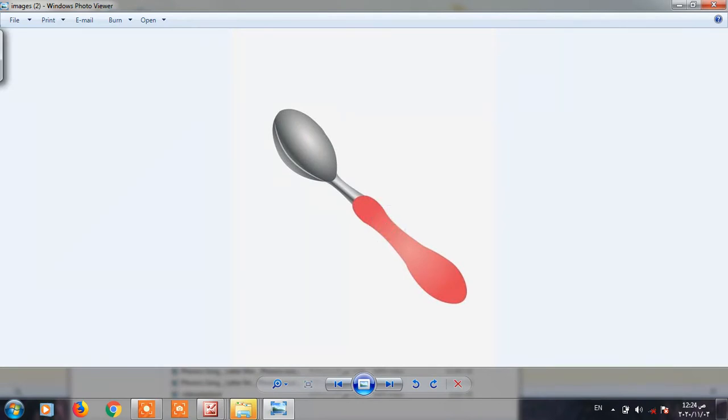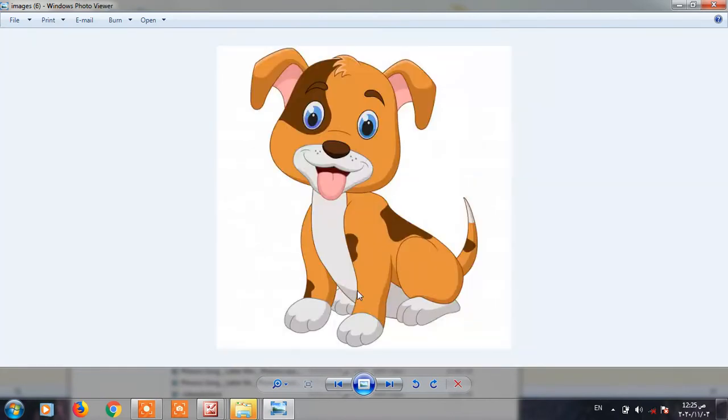Can you tell me, KG1, what's this? Yes, spoon. How many spoons are there? There is one spoon. Repeat, there is one spoon. Can you remember? We use there is when we talk about one thing. One spoon.